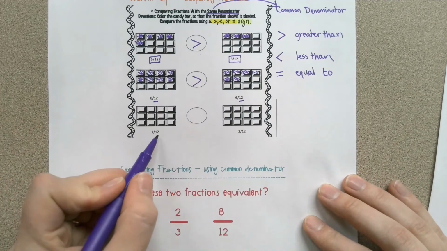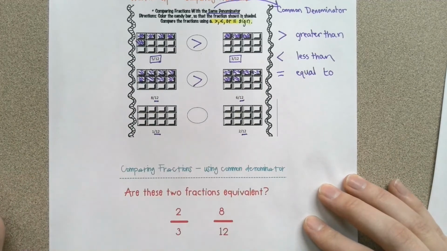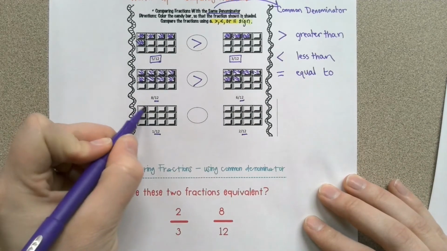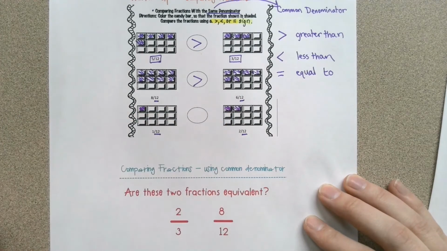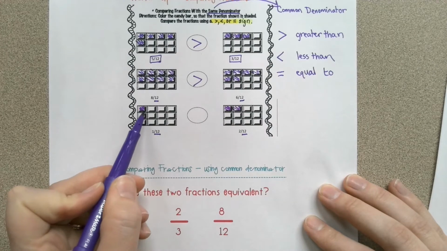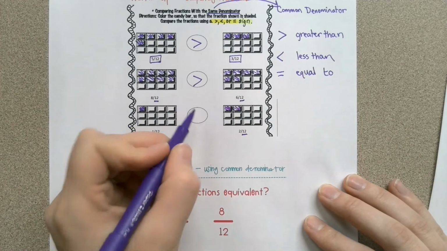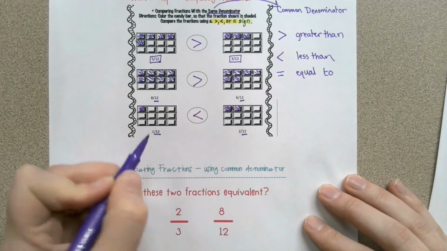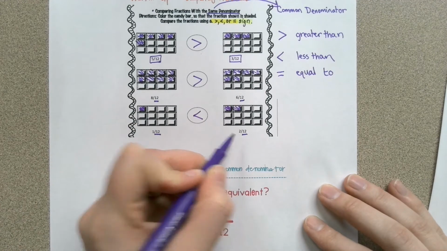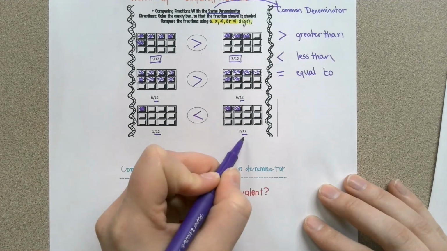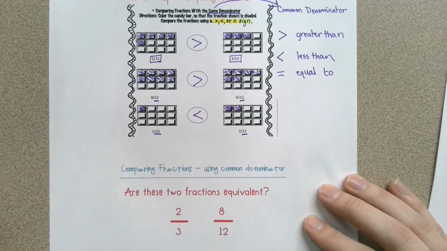If we look at the bottom one, again, the denominator is 12, so it's out of the same amount. This one only has 1 shaded, this one has 2. This time 1 piece, that size is less than 2, so we would say that 1/12 is less than 2/12. Because they have common denominators, we can use that numerator to compare them.